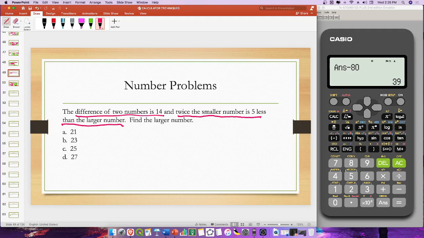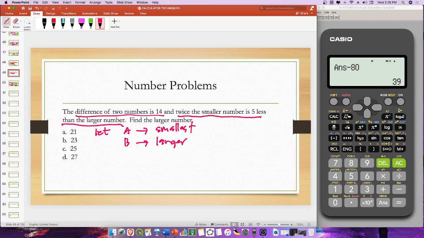So first we will define the numbers. So we will define the two numbers. Let's say I will let A as my smallest number, and I will let B as my larger number.